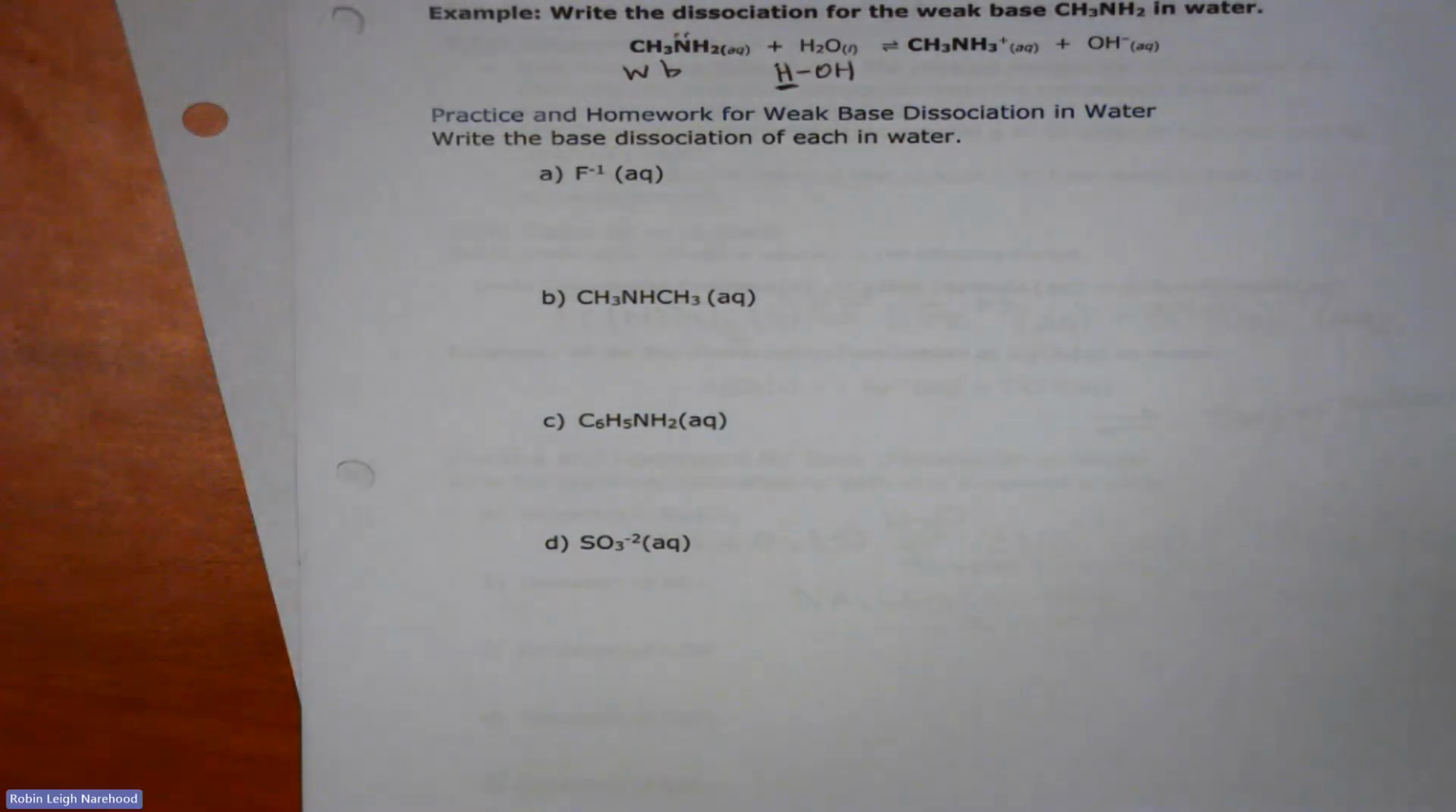So every single one of these, you would just write that formula plus water. They're all weak, so they're all equilibrium. And then you just give this formula an H and rewrite it. And then you write hydroxide. Okay.